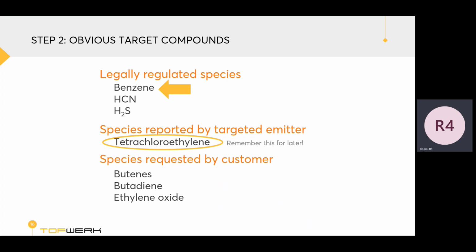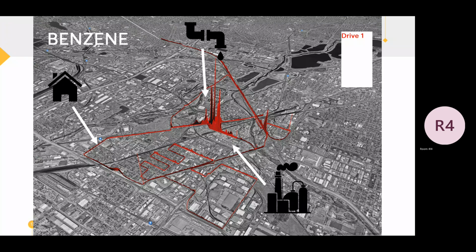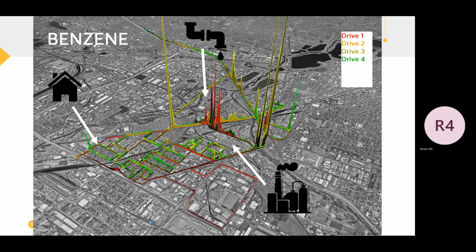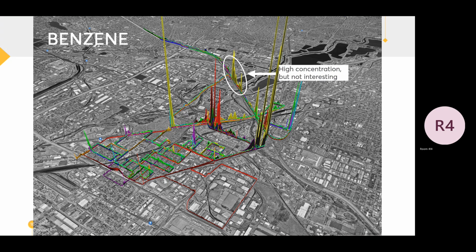This map shows benzene detected by our mobile laboratory. Here's the refinery and the wastewater treatment. And these different colors represent different days. So we can see that there's some spots where there's high concentration, but this is maybe not interesting because we found a spike there on only one day. So maybe we were behind a car with a broken catalytic converter.